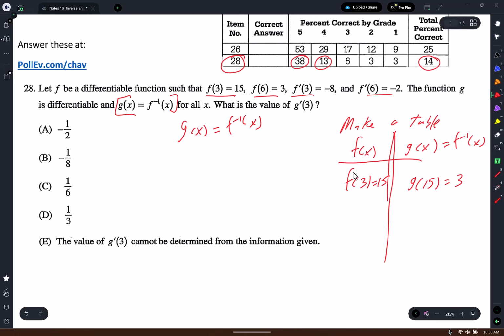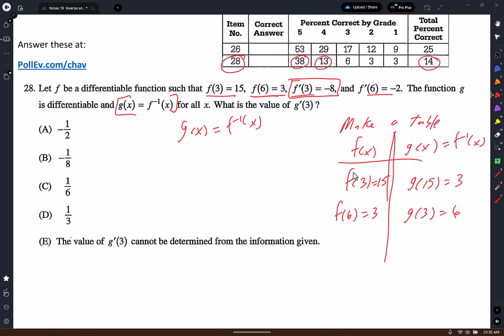Then I have F of 6 equals 3. So if I know that F of 6 equals 3, what do I know about G? G of 3 is equal to 6. Is everyone okay about that? All right, here we go. Here's the fun part.